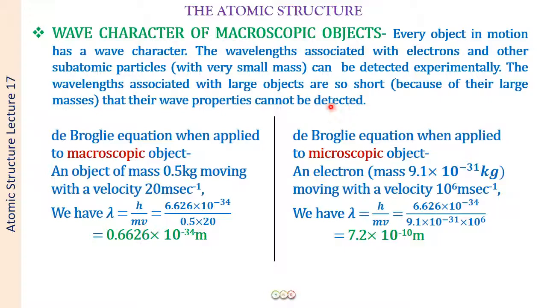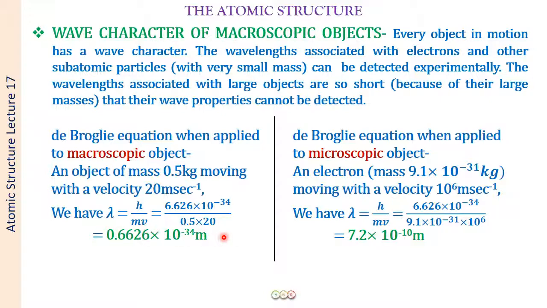Let us see it in terms of numbers also. So the de Broglie equation, when it is applied to a macroscopic object, an object of mass say just 0.5 kg, a car has such a big mass, I'm just talking about 0.5 kg, say a cricket ball, moving with a velocity of 20 meters per second. So we have lambda is equal to h over mv. Putting the values, lambda comes to be 0.6626 into 10 power minus 34 meter. So this is such a small value.